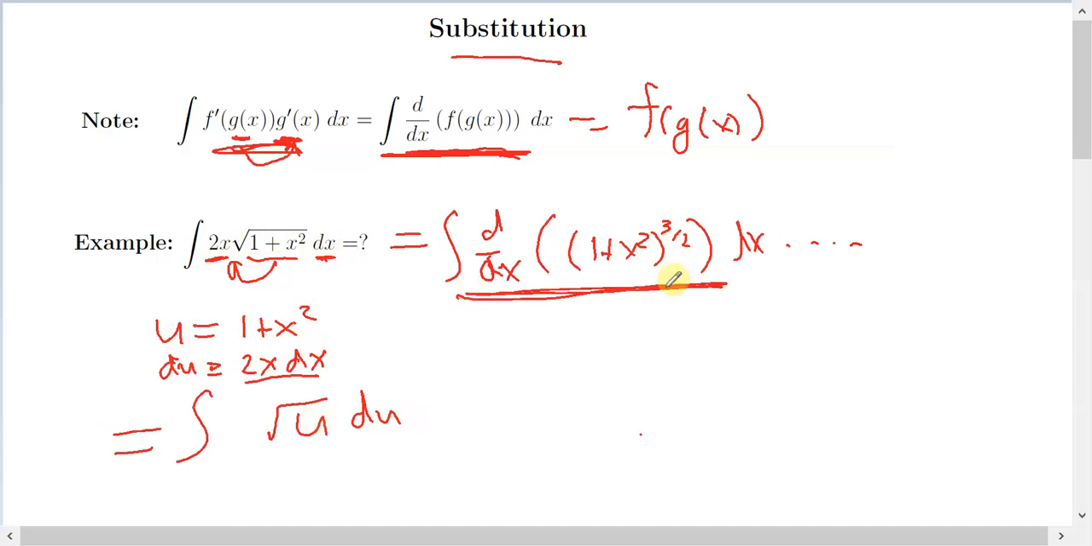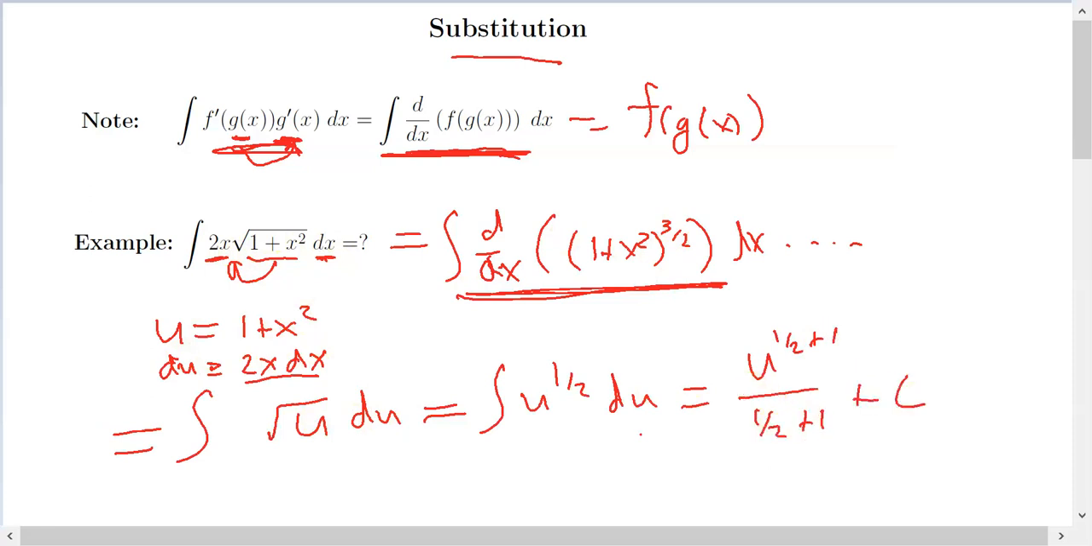Now again, I don't see it necessarily as something like that, but this is an integral in u, and I don't care what u is right now, it's a variable. And I can apply a formula because this is u to the 1/2. I can apply one of my antiderivative formulas, the power rule. This becomes u to the 1/2 plus 1 divided by 1/2 plus 1, plus a constant. That is, this is u to the 3/2 divided by 3/2 plus a constant. Or, if you like, 2/3 u to the 3/2 plus a constant.